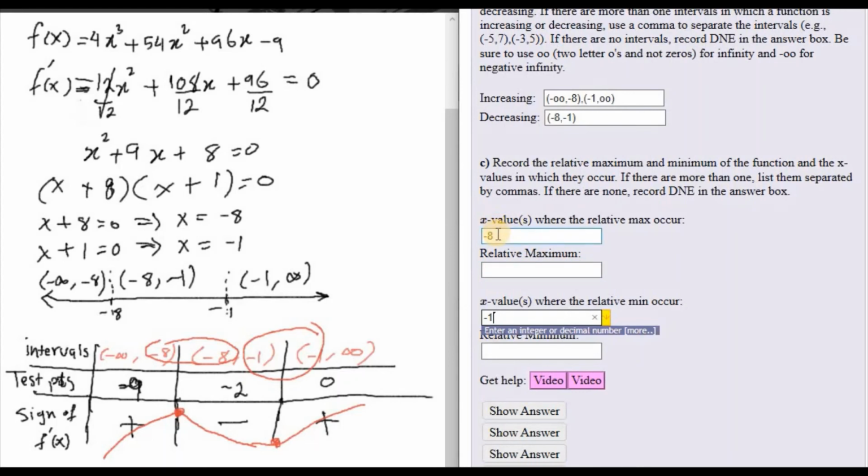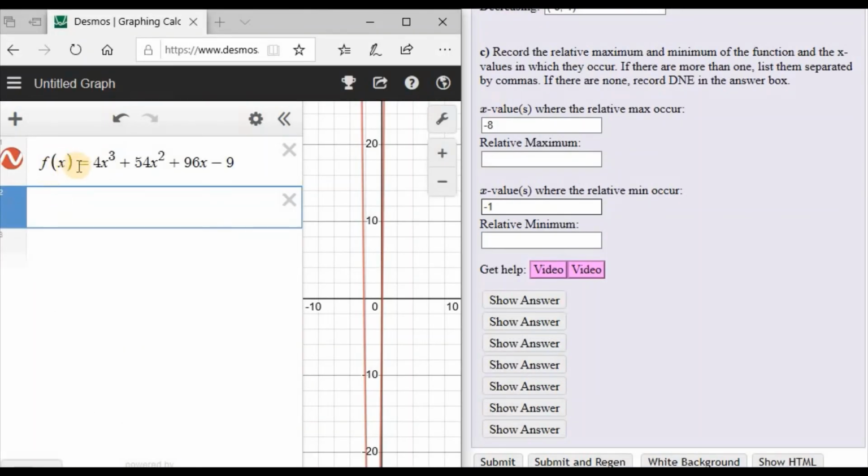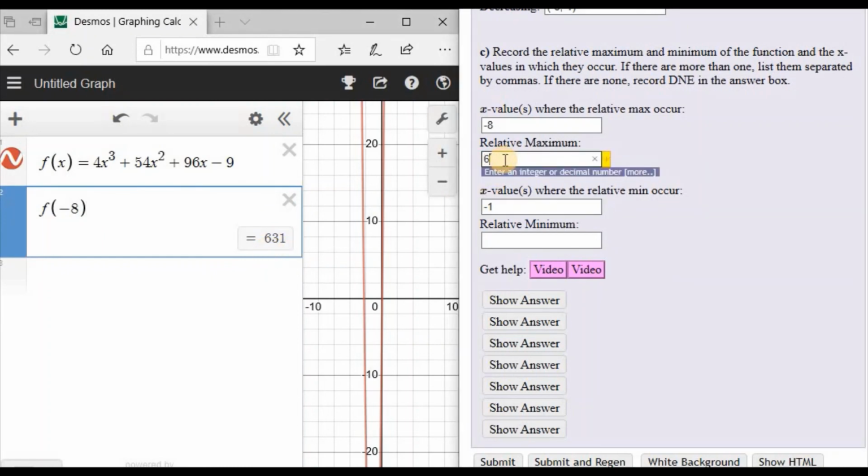So to do that, we will take the x value and plug it into the original function to figure that out. So I will do that. I went ahead and typed the original function into Desmos, and now I will use Desmos to find the value of the function at a certain point. I know that the x value where the relative maximum happens is negative 8. That means the relative maximum is basically f of negative 8. So I'm going to say this is f of negative 8, and it computes it for me at the value of 631. So I'm going to say here 631.